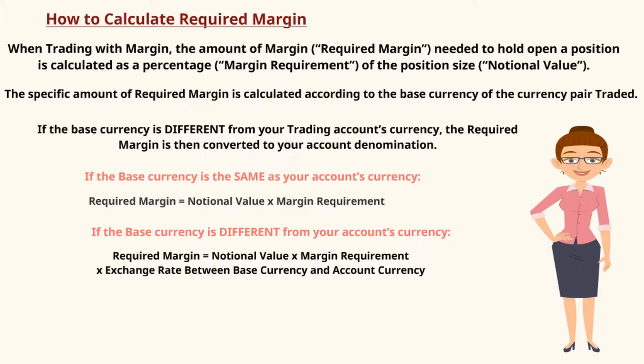So here I'll tell you how to calculate required margin. When trading with margin, the amount of margin or required margin needed to hold open a position is calculated as a percentage or margin requirement of the position size or notional value. The specific amount of required margin is calculated according to the base currency of the currency pair traded. If the base currency is different from your trading account's currency, the required margin is then converted to your account denomination. Here is the formula to calculate the required margin. If the base currency is the same as your account's currency, required margin equals notional value multiplied by margin requirement.